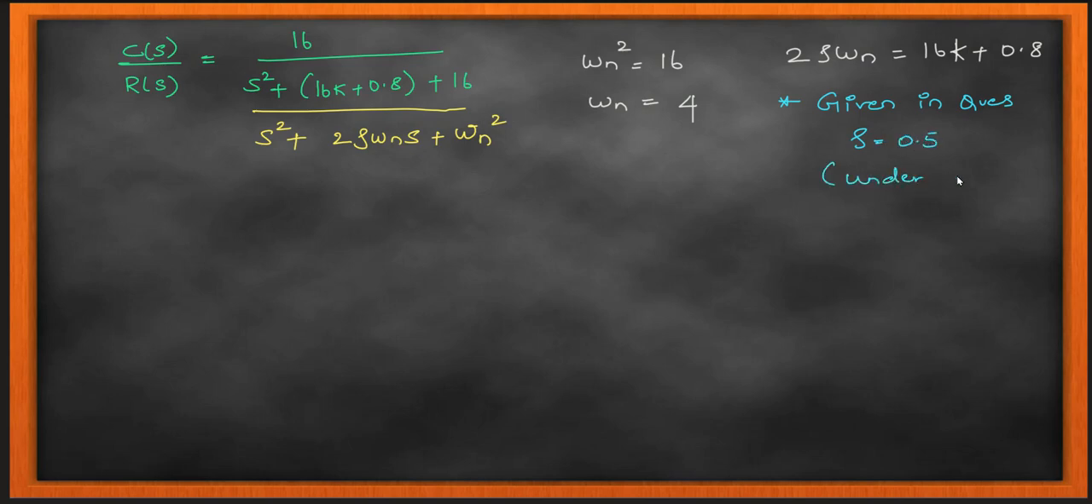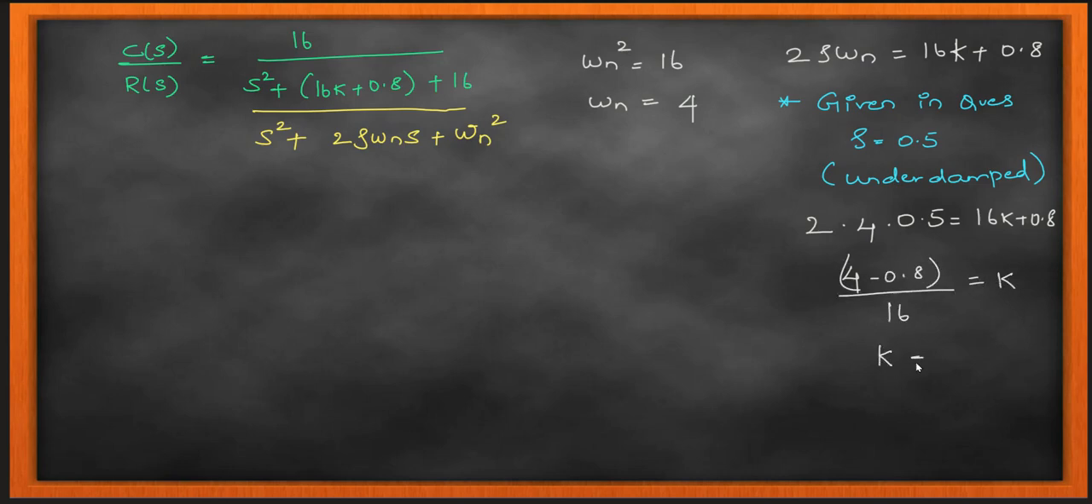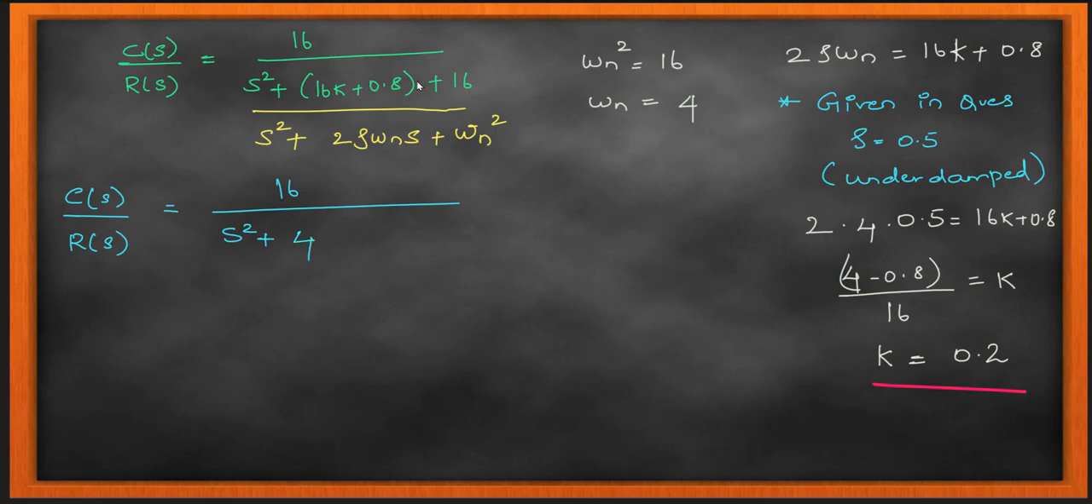Let us see. No, it's 3.2 by 16. So it's 0.2. So k is 0.2. And then I have C(S) by R(S) equal to 16 by S square plus... Now I'll just plug in the value of k here. And then I'm going to get what? 16 into 0.2 is 3.2, plus 0.8, that's going to be 4S plus 16. All right, good. Now this is my equation.